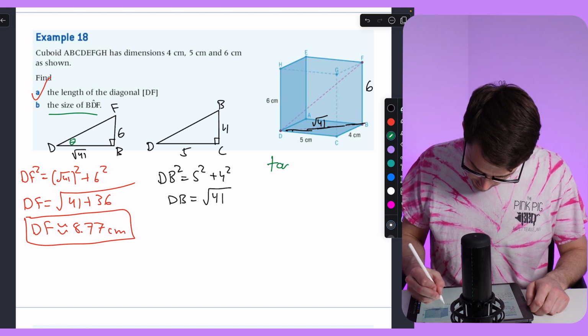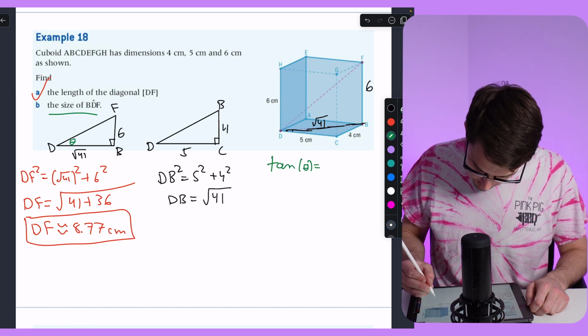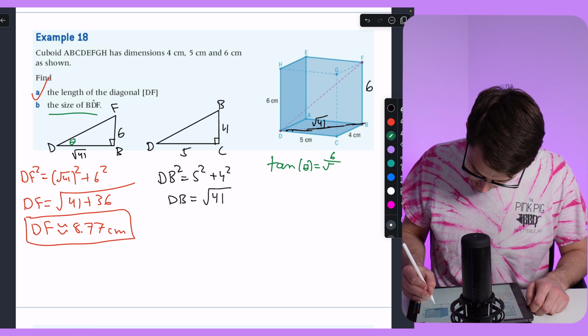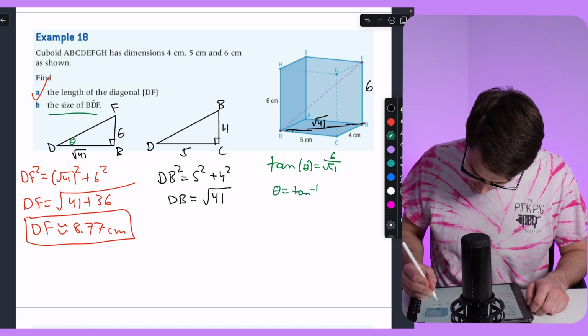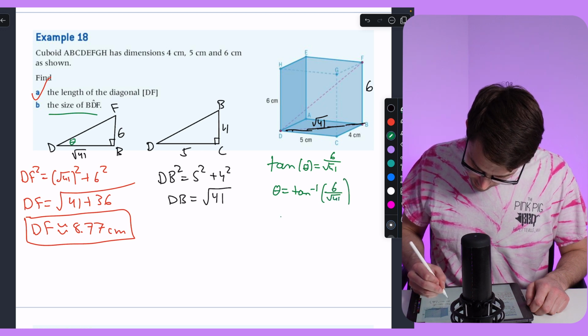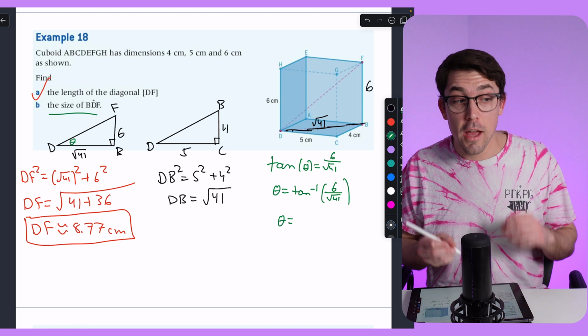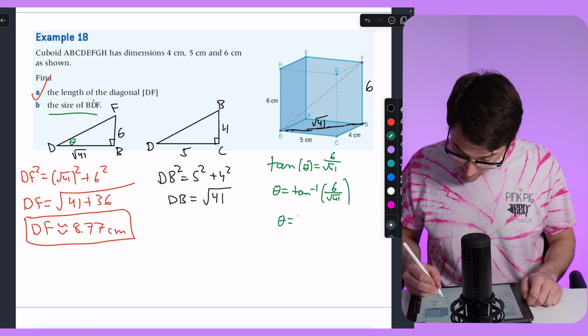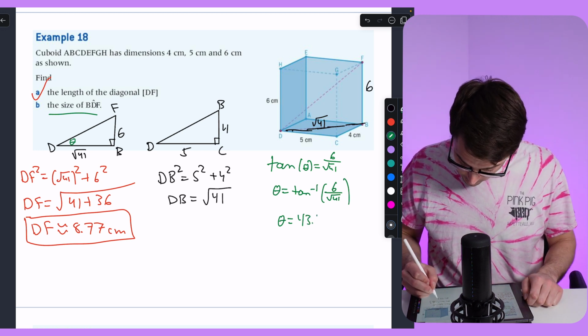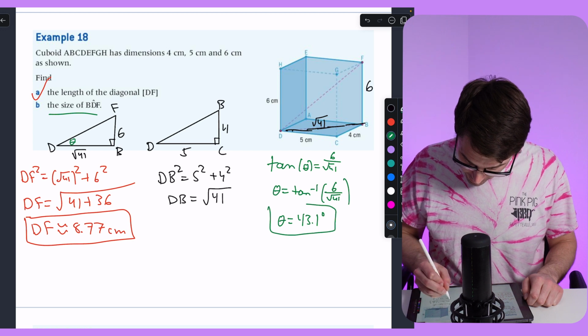So the tangent of my angle is going to be equal to opposite over adjacent, which means that theta is going to be equal to the inverse tangent of 6 all over the root of 41. Now, if you go ahead and put that into your calculator and do it to 3 significant figures, you'll get an answer of 43.1 degrees, and there we have it.